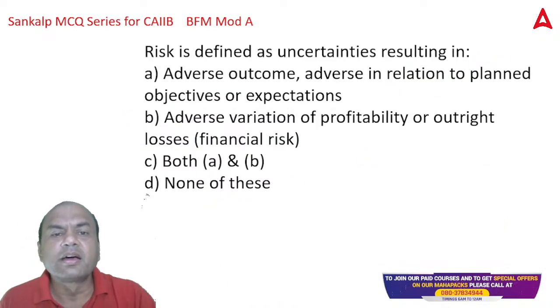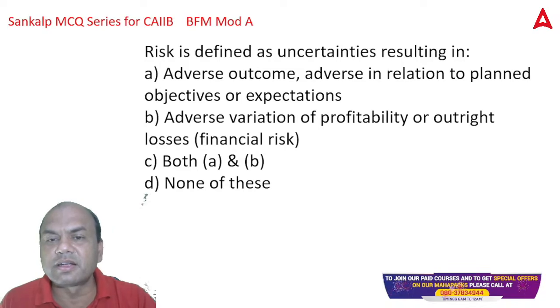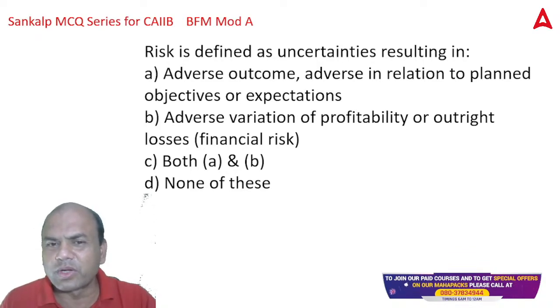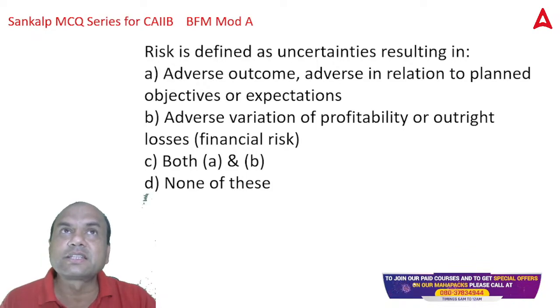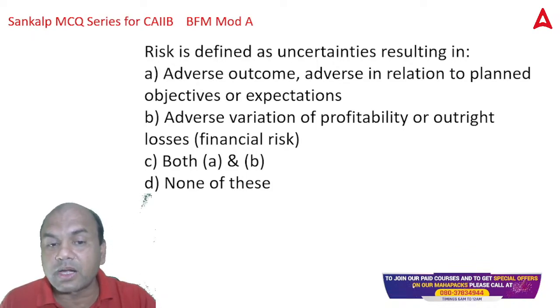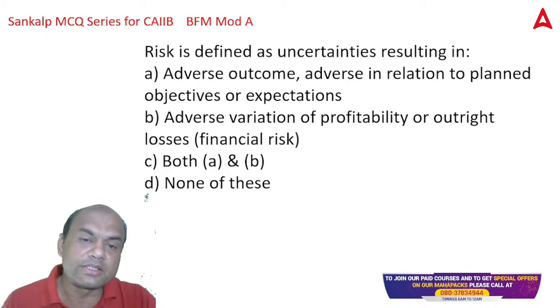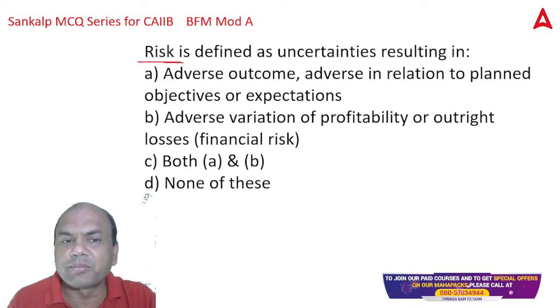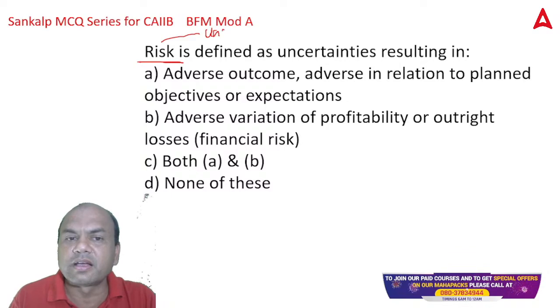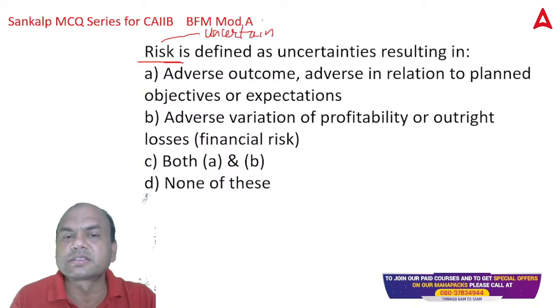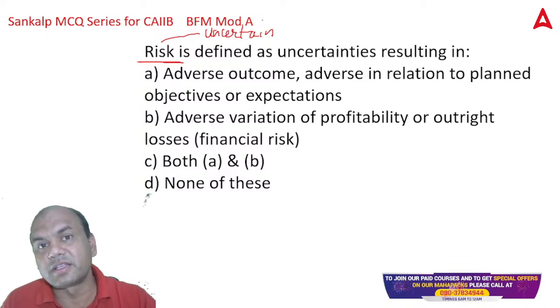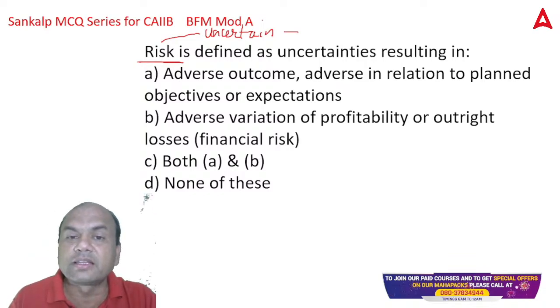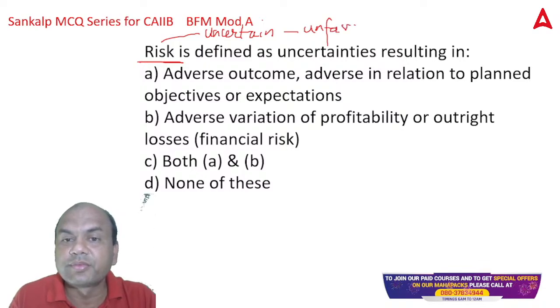Okay. Risk is defined as uncertainties resulting in adverse outcome, adverse in relation to the planned objective or expectations. Now this is simple. It won't take much time, isn't it? Adverse variation of profitability or outright losses, both A and B, and none of these. This is quite simple. See, risk means what? Uncertainty. Basically, remember, risk means uncertainty. But uncertain in what direction? In your unfavorable direction. Remember, anything in your unfavorable direction is a risk.